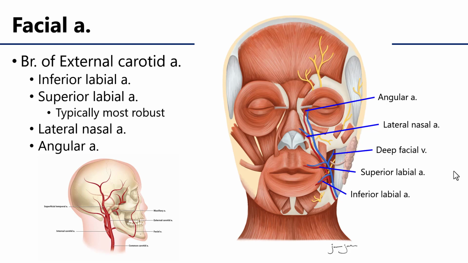The facial artery, as you likely recall, is a branch of the external carotid artery. So it is going to exit the external carotid, kind of deep to the ramus of the mandible, move anteriorly, and then it comes up over the margin of the mandible. And it usually does so in the vicinity of the pre-masseteric notch.